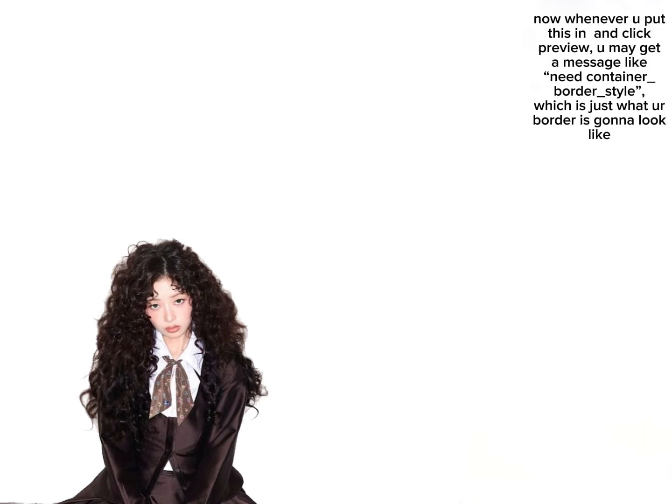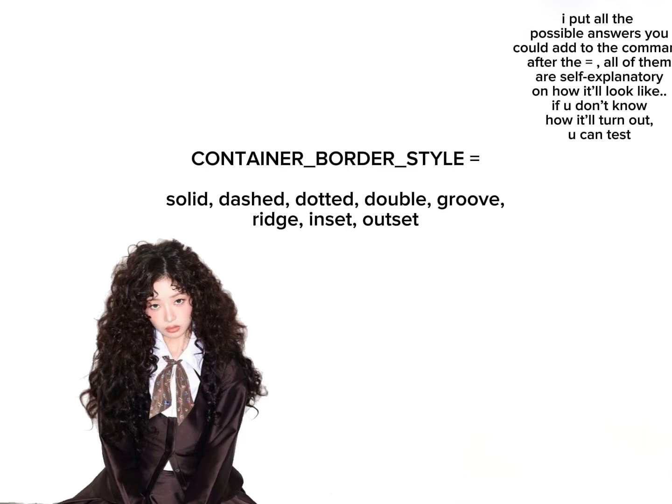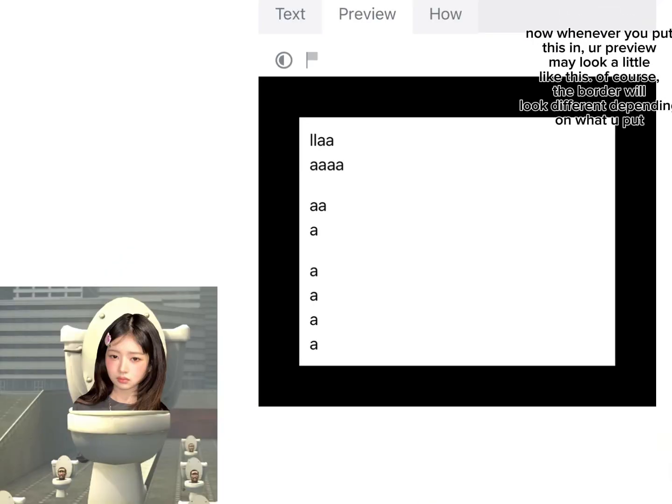Now, whenever you put this in and click preview, you may get a message like need container border style, which is just what your border is going to look like. I put all the possible answers you could add to the command after the equal sign. All of them are pretty self-explanatory on how it will look like. If you don't know how it will turn out, you can test by doing all of them and just hitting preview. Now, whenever you put this in, your preview may look a little like this. Of course, the border will look different depending on what you put.